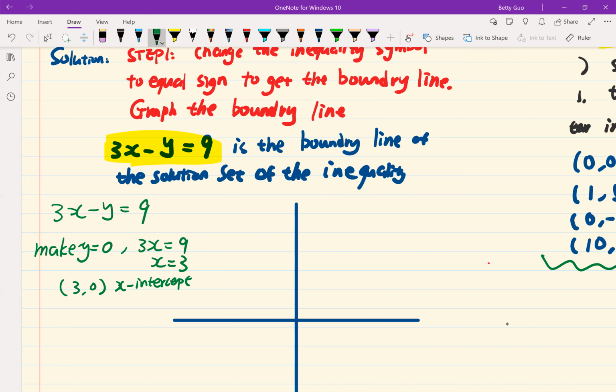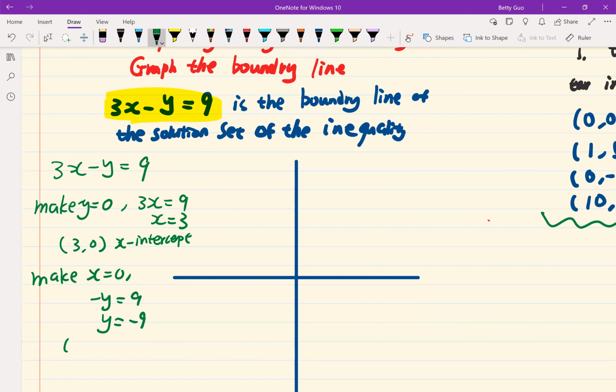How do we find the y-intercept? To find the y-intercept, we make x be 0. We have negative y equals 9, and y equals negative 9. So 0 comma negative 9 is the y-intercept.